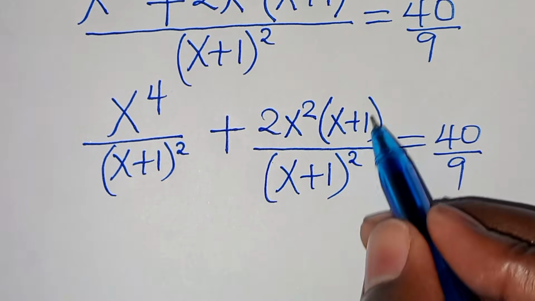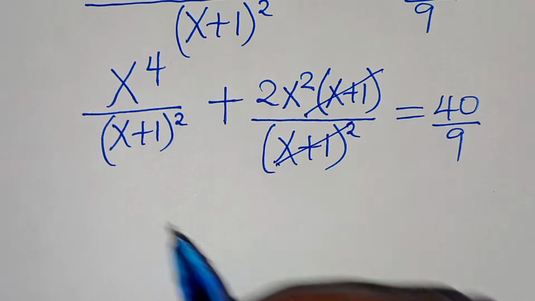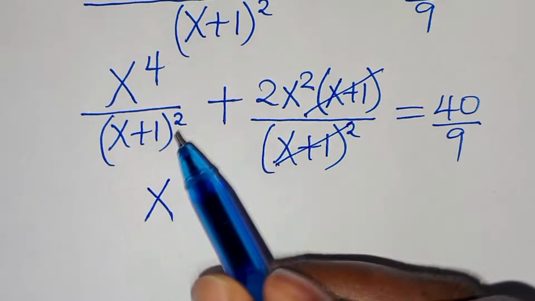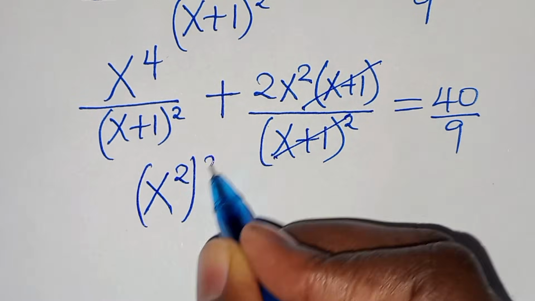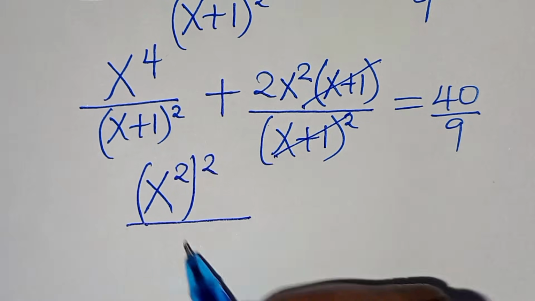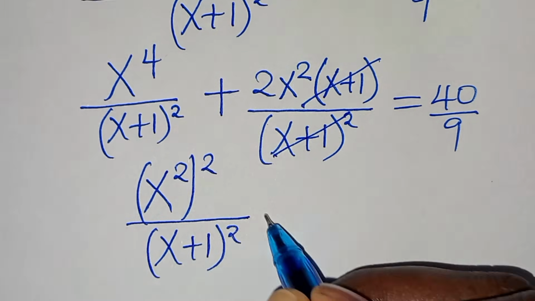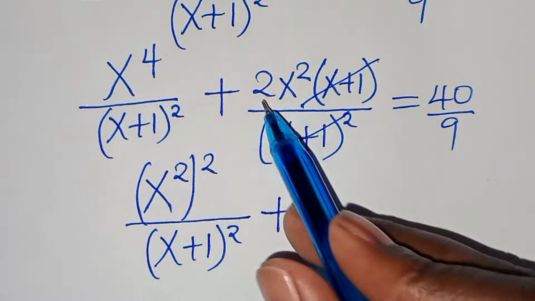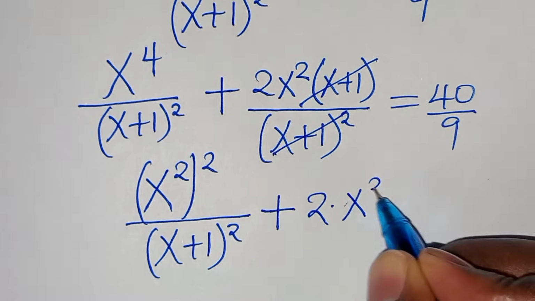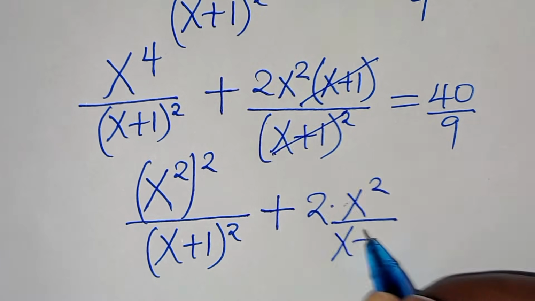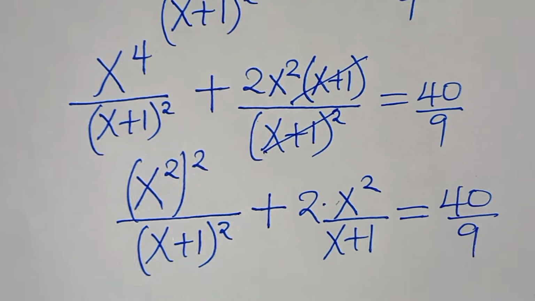So here we can simplify (x plus 1) and (x plus 1) here, so that now here we have x. We can express x to the power of 4 as (x to the power of 2) raised to the power of 2, divided by (x plus 1) raised to the power of 2, then plus, here we have 2 multiplied by x to the power of 2 divided by (x plus 1). This is equal to 40 over 9.